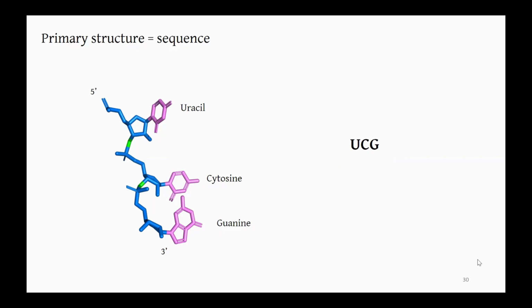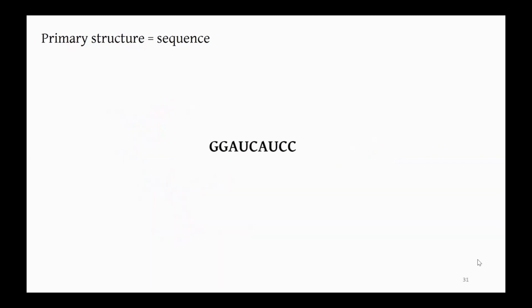RNAs differ in length. Some are really short, for example, shorter than 100 nucleotides, but some can be pretty long, for example, a few thousand nucleotides.